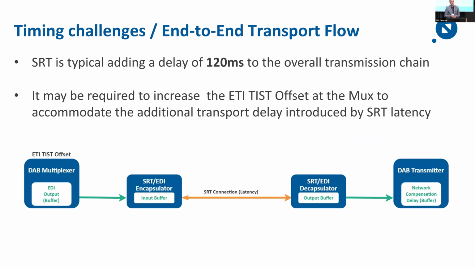So there are some timing challenges. SRT is typically adding a minimum delay of 120 milliseconds to the overall transmission chain, and it may be required to increase the ETI test offset for that. So typically when we have set up SRT connections with our customers, it's very often that the ETI test offset must be increased to accommodate for this SRT latency.